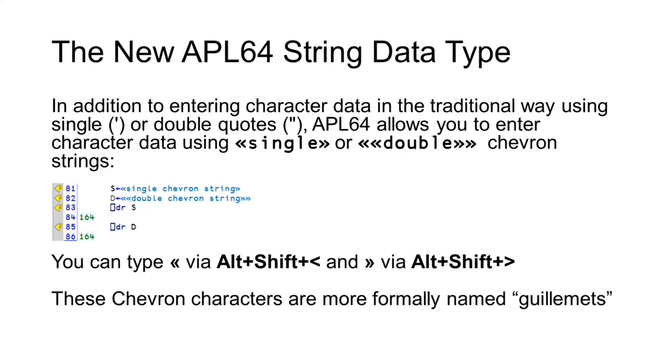You can type these characters. The opening chevron, the left chevron, is Alt Shift and then the less than symbol. And the other one is Alt Shift and then the greater than symbol. So you can directly type the opening and closing chevrons. These are more formally called guillemets, and people pronounce this in different ways. But I just tend to call them chevrons, and most of the developers around the APL shop refer to them as chevrons or chevron strings.